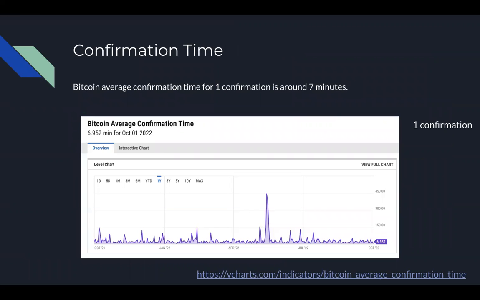Another issue is the confirmation time. Bitcoin's average confirmation time is around 7 minutes. In order to ensure that the block is not reversible, we need to wait for 6 confirmations, which could take 1 hour. People won't wait for 60 minutes to confirm that a purchase of a coffee is valid.